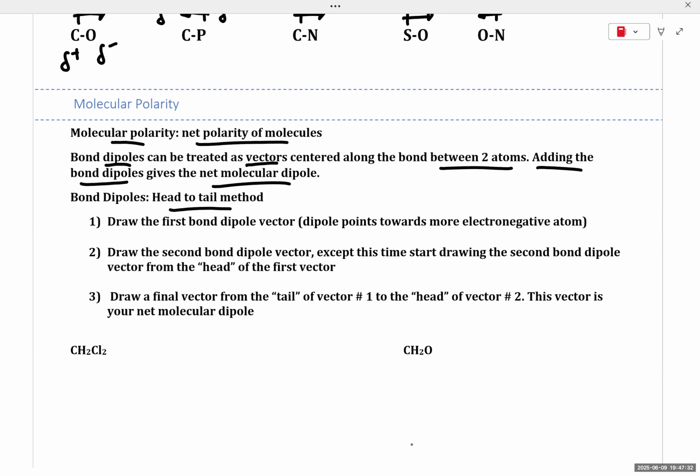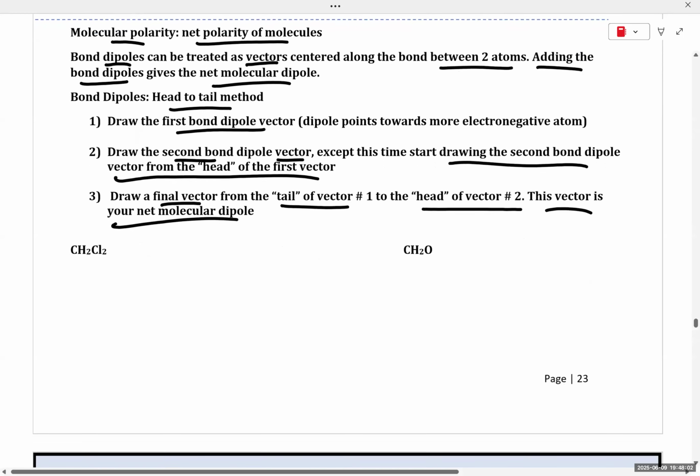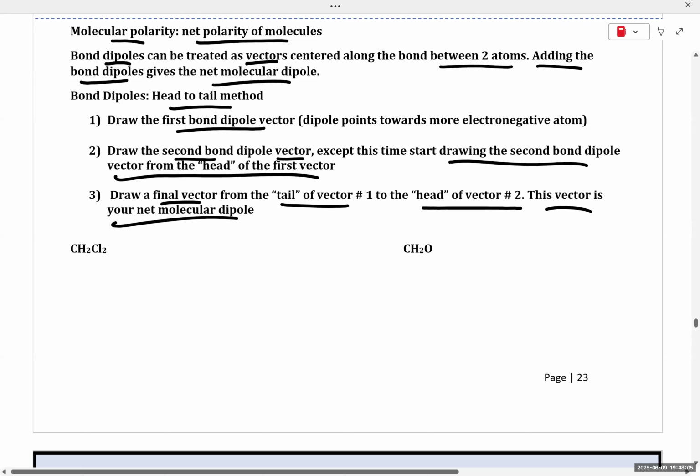It's known as the head-to-tail method, where you draw the first bond dipole vector, then you draw the second bond dipole vector, except this time you're going to draw the second bond dipole vector from the head of the first vector. Once you've connected your two vector arrows, you're going to draw the final vector from the tail of vector 1 to the head of vector 2. This is the net molecular dipole. This is known as vector addition, and although it sounds somewhat complicated, it's quite simple in practice.